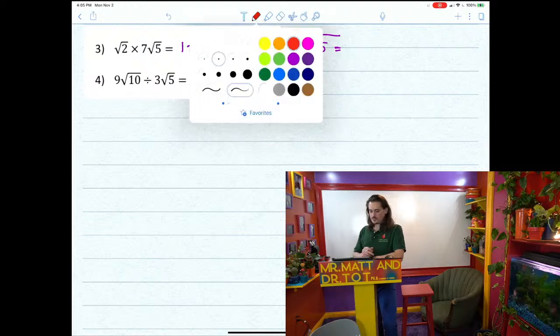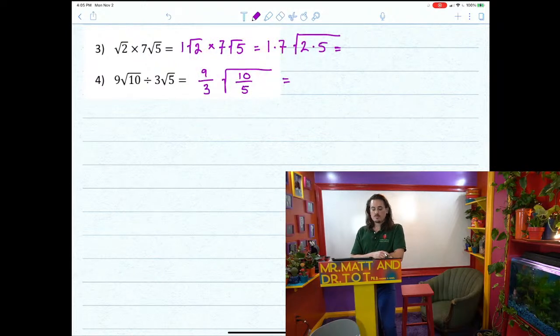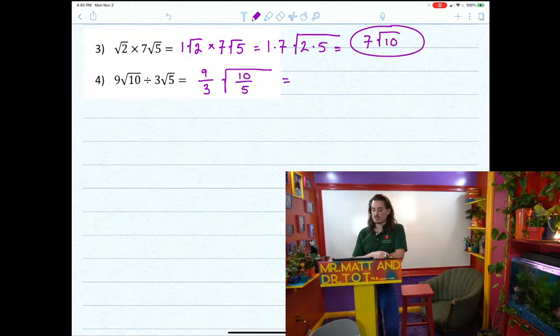Okay, so for number 3, remember that whenever we just have the square root of something, the coefficient is implicitly 1. So the square root of 2 is really 1 root 2 times 7 root 5. So we're going to have 1 times 7 times the square root of 2 times 5. So 1 times 7 is 7. 2 times 5 is 10. So we're going to have an answer of 7 root 10.